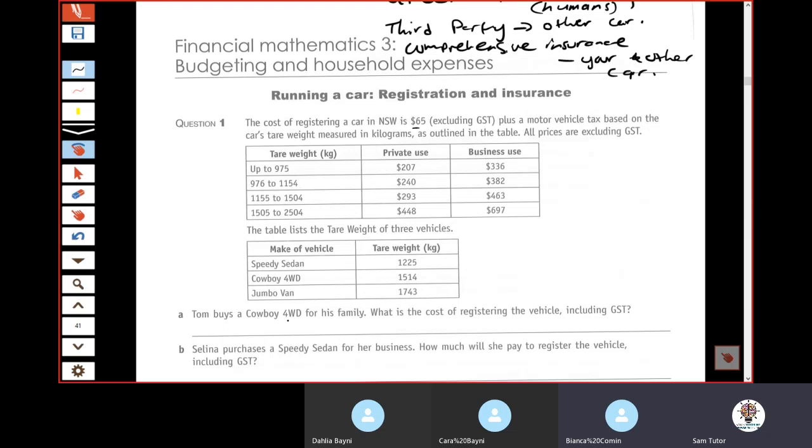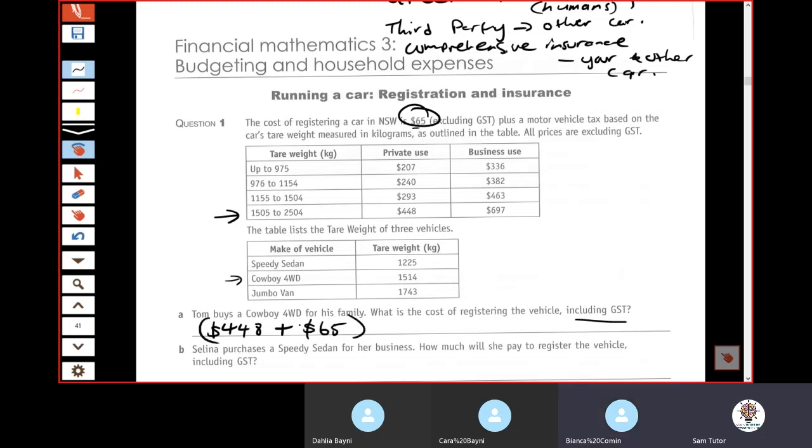Tom buys a Cowboy 4-wheel drive for his family. What is the cost of registering the vehicle, including GST? So it will cost him $1,514. So he is in here. It will cost him $448. Plus, he will have to automatically pay $65. Everyone misses that because they get so caught up with the table. You've got to remember it's the table plus this amount. That's why I like to underline and highlight them sometimes.